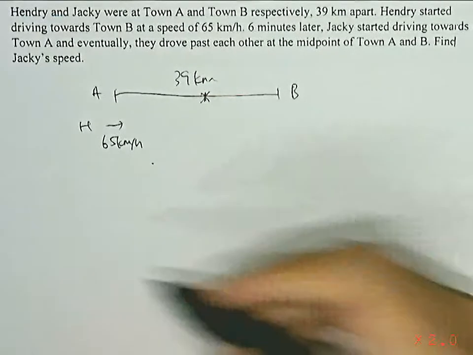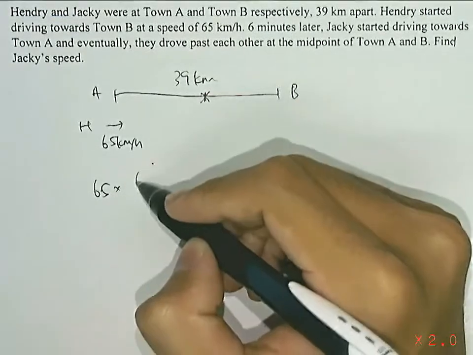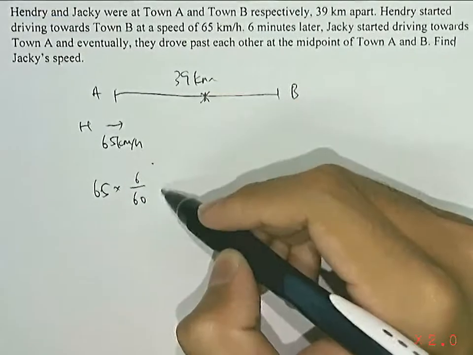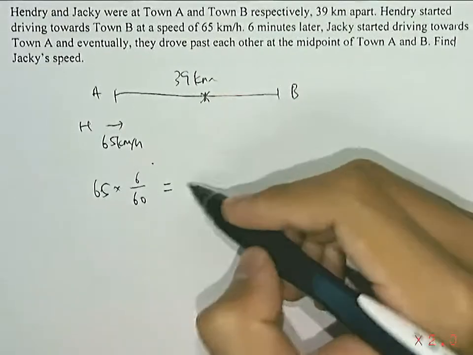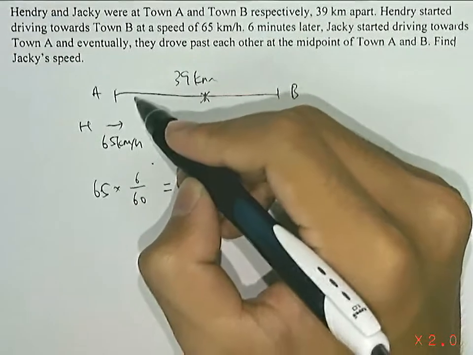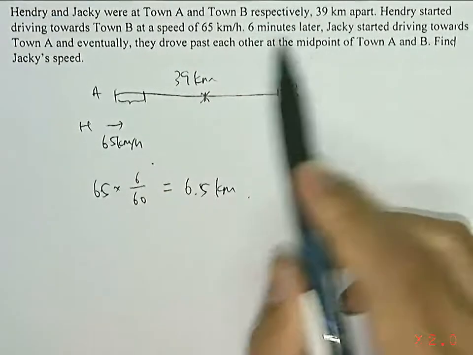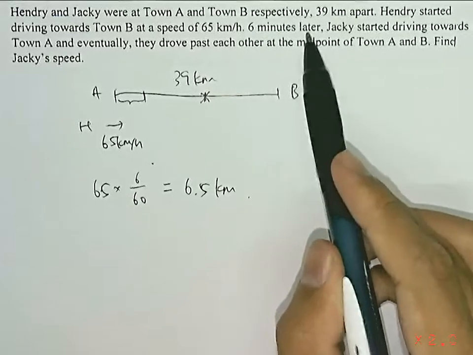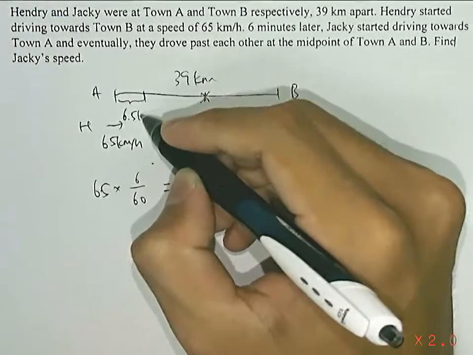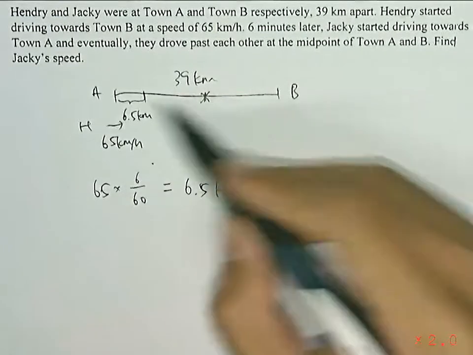We can then find the distance traveled, 65 kilometers per hour at 6 minutes. So that is 6 over 60 of an hour. And multiplying that out, we have a distance traveled of 6.5 kilometers by Henry over here. Okay, this is after the 6 minutes where he traveled alone. 6.5 kilometers.